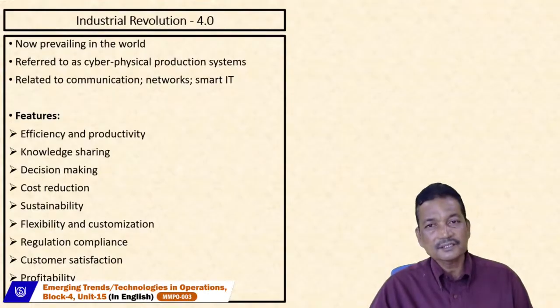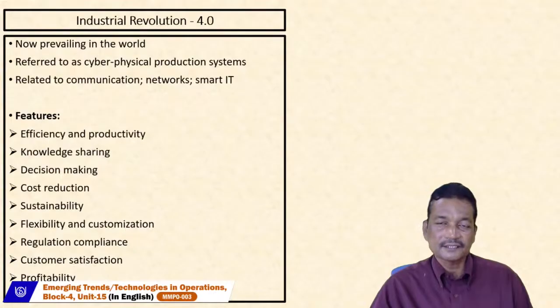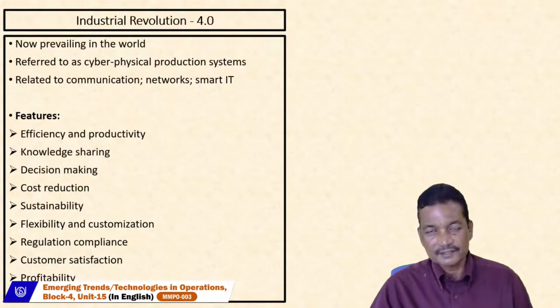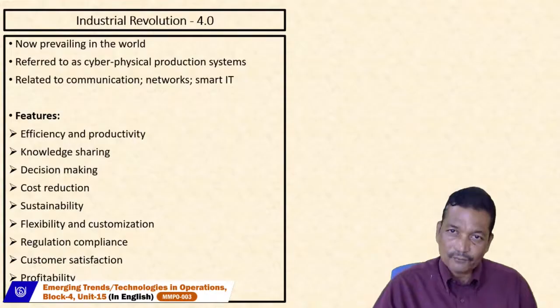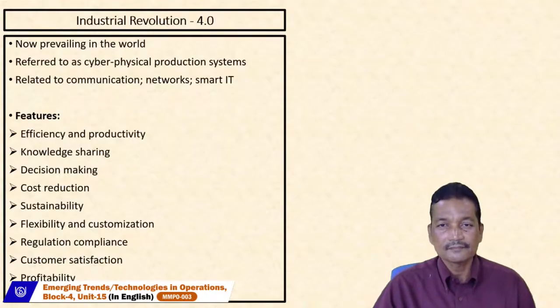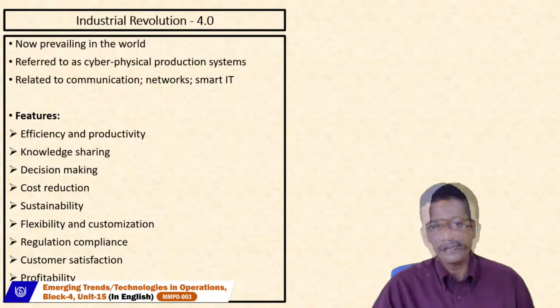What are the features now? Efficiency. That means whatever items I have are efficient. That means they will deliver their functionality as has been produced by the manufacturer.